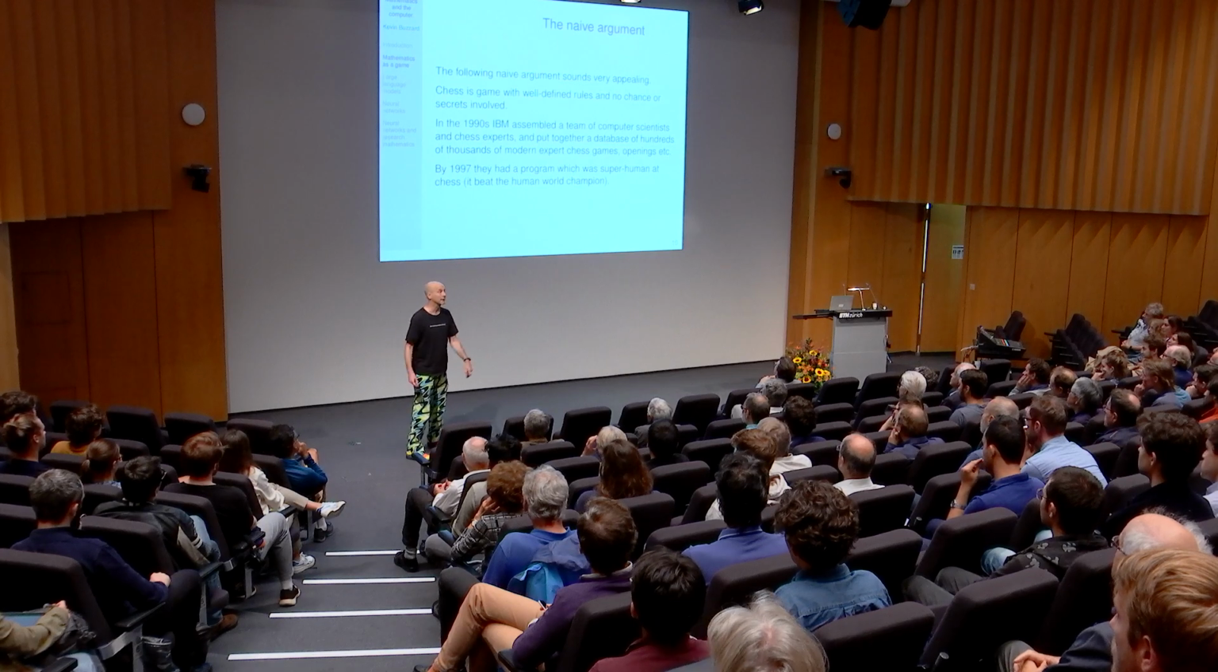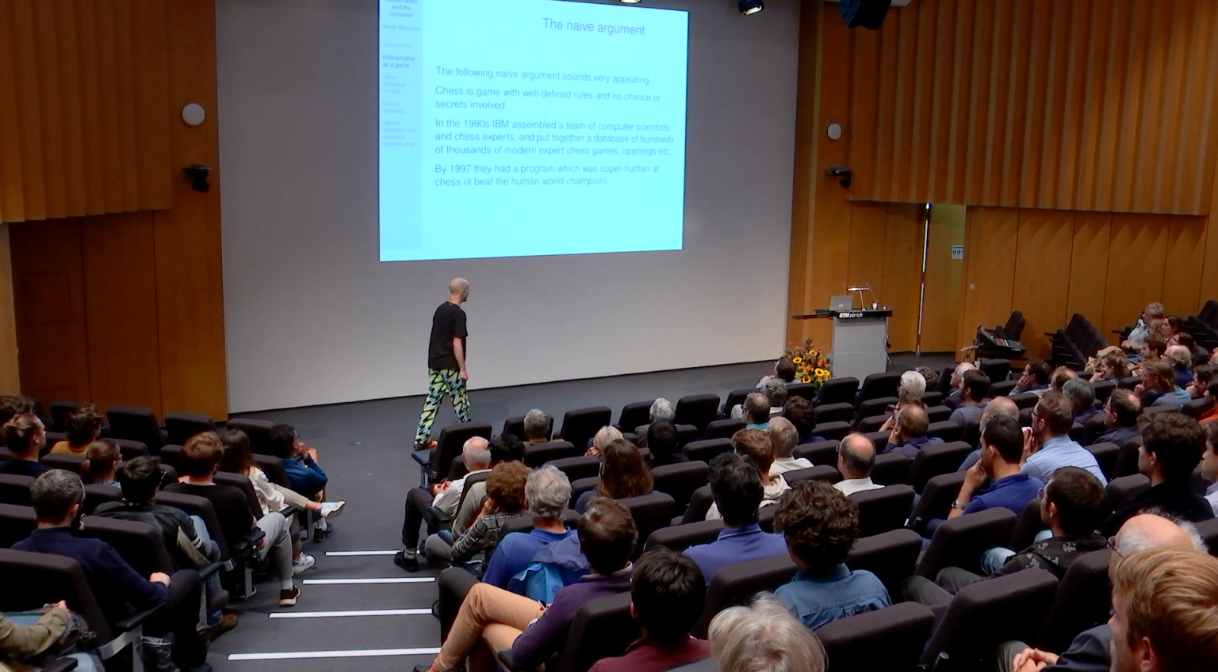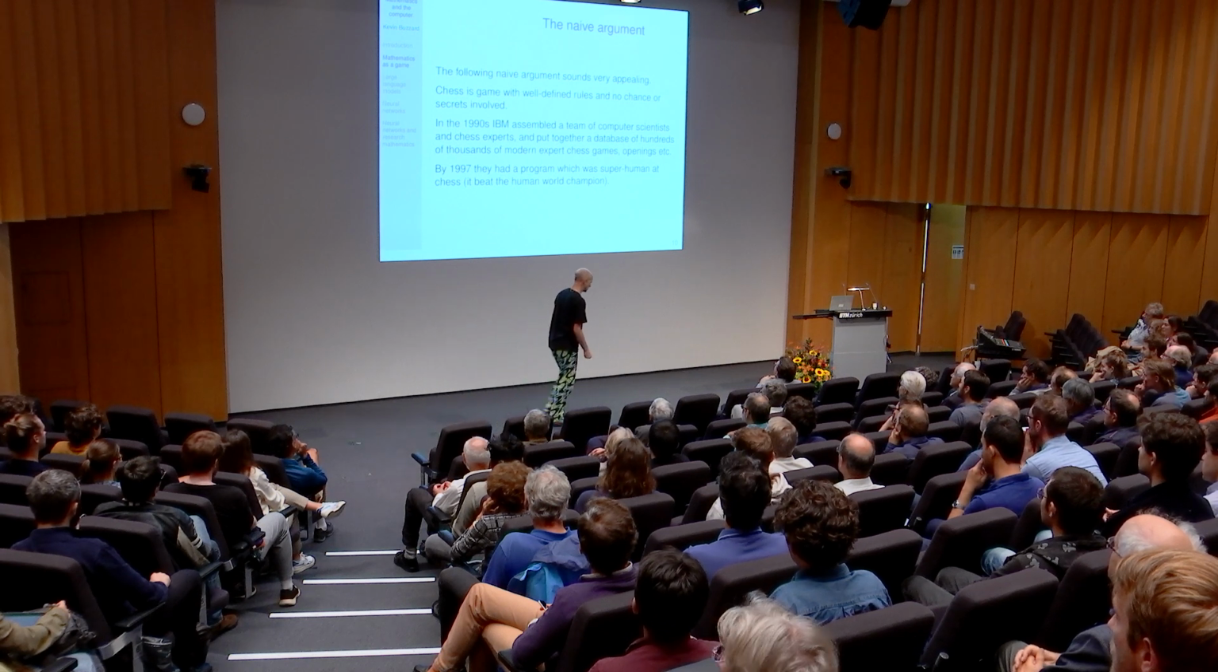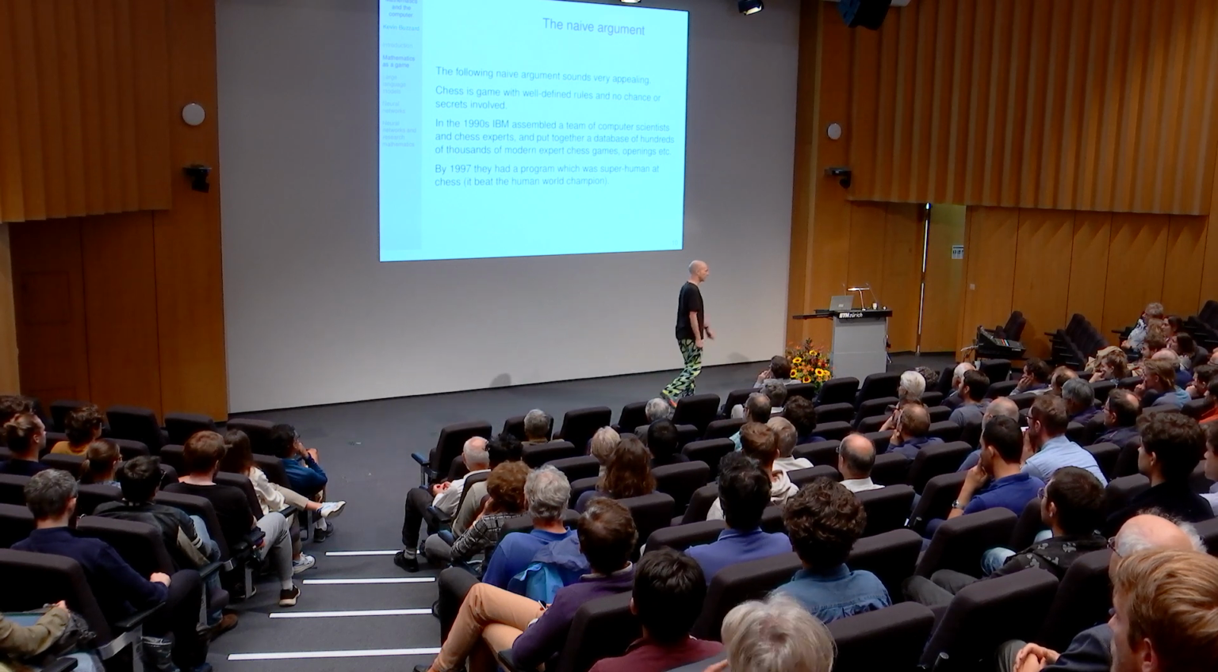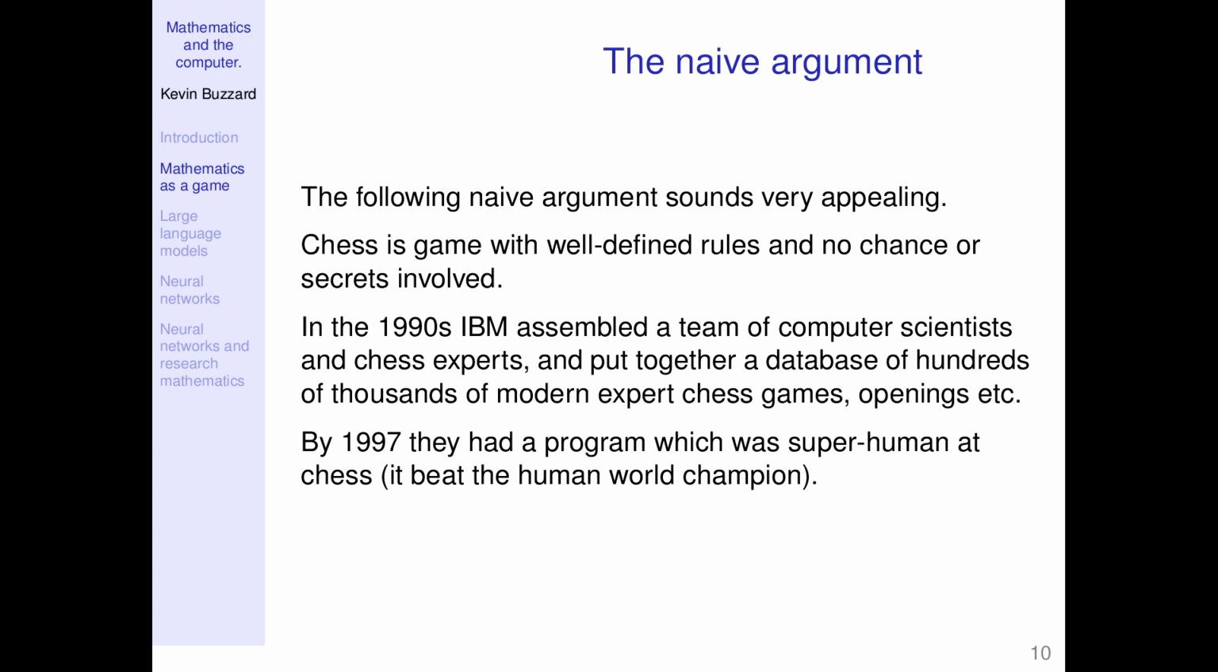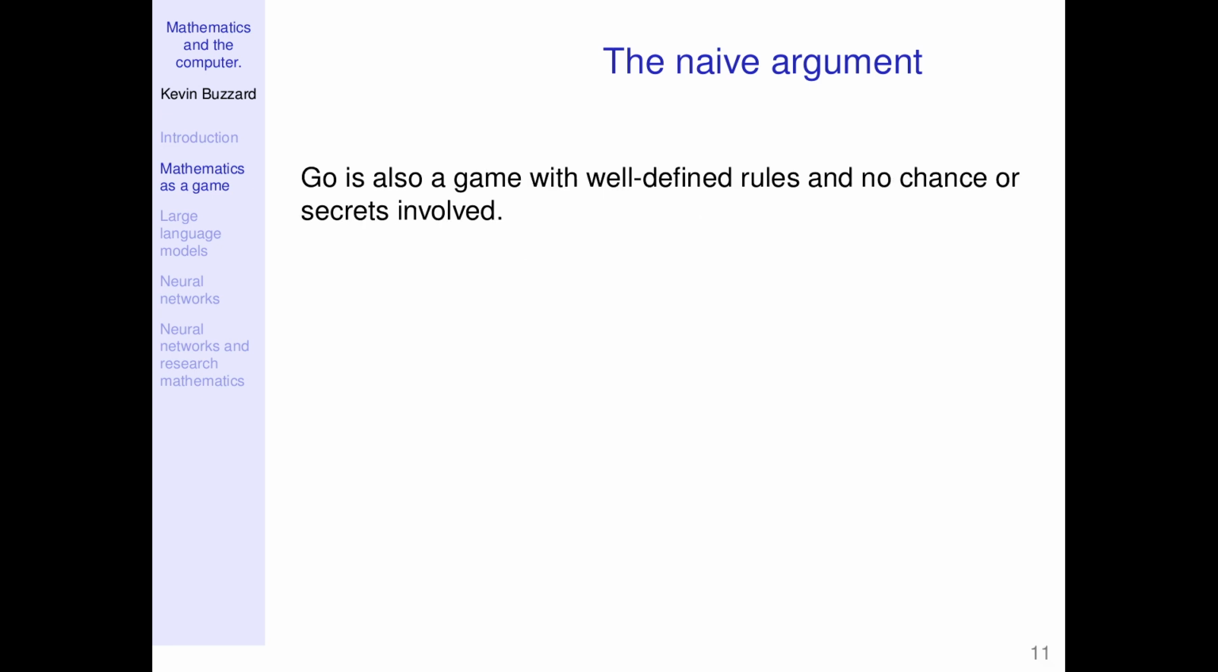But in the 1990s, a big company decides to try and do something. So they put together a huge database of openings, and they put a team together, and they won. They did it. By 1997, they had a machine that beat Garry Kasparov, the then world chess champion. So they had a machine that had become superhuman at chess.